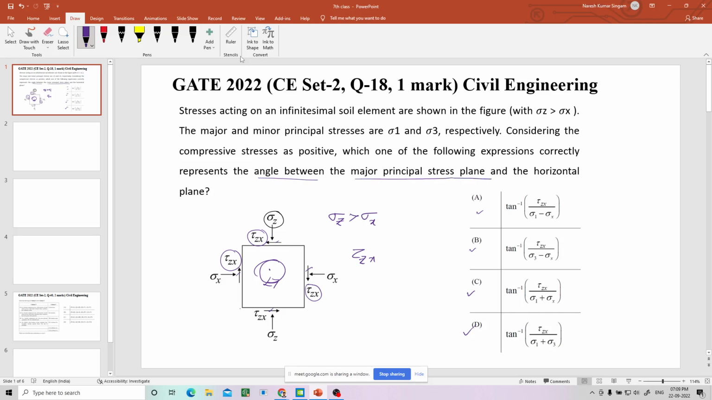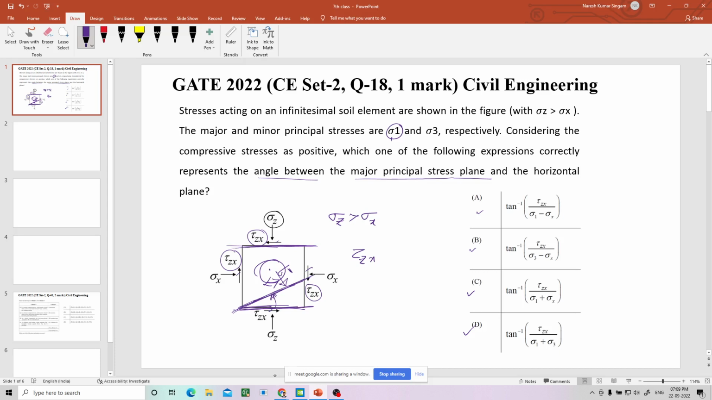See, this is the horizontal plane here, this one and this one, these two are horizontal planes within this element. And there is another plane, the major principal plane. What is the major principal plane? The plane on which sigma 1 is acting is called the major principal plane, because this is the major principal stress. So let us say this is the plane on which sigma 1 is acting. What do we have to find out? The angle between the horizontal plane and the major principal plane, and one of the expressions will be equal to that.